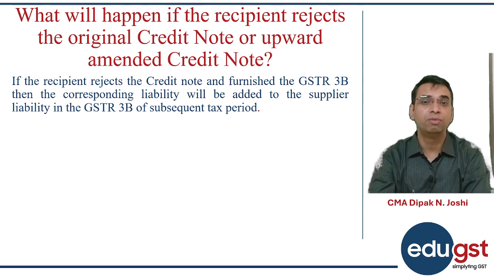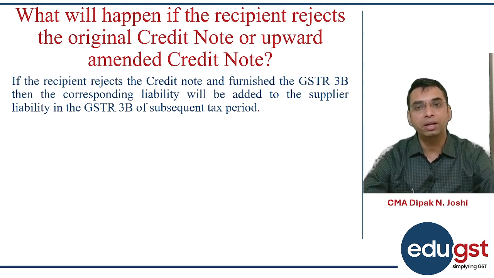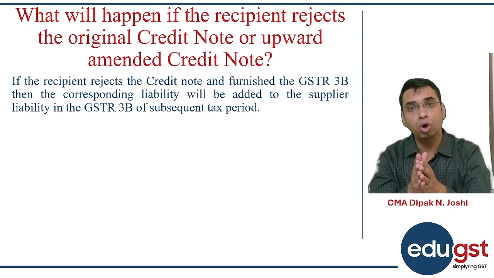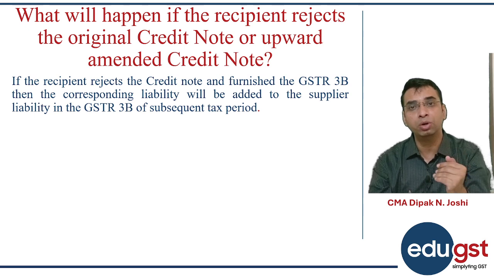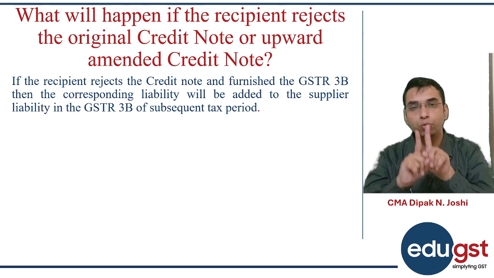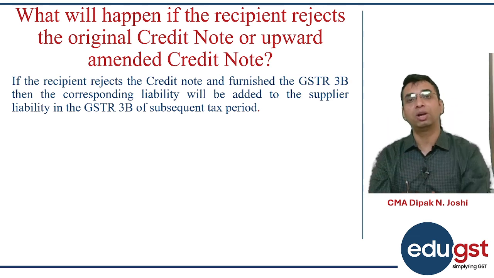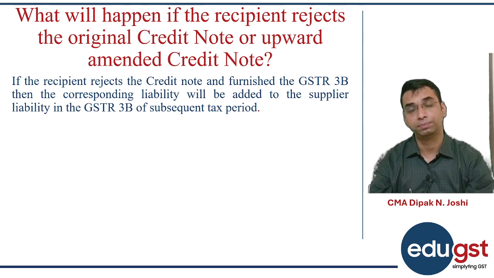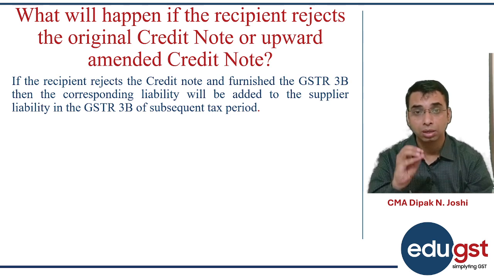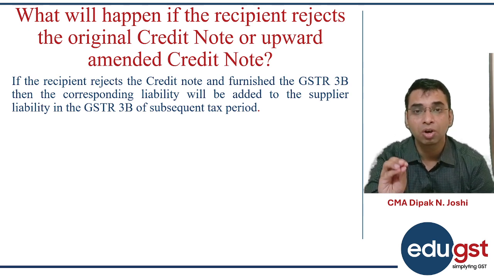What will happen if the recipient rejects the original credit notes or upward amended credit note? Now we have seen that original credit note or any upward or downward movement in the credit note, recipient cannot keep this record pending for the future action. So either he will have to accept the record or he will have to reject the record. Now if recipient is rejecting this record, in that case what will happen? In that case, the liability will be added in the GSTR 3B of the subsequent month.